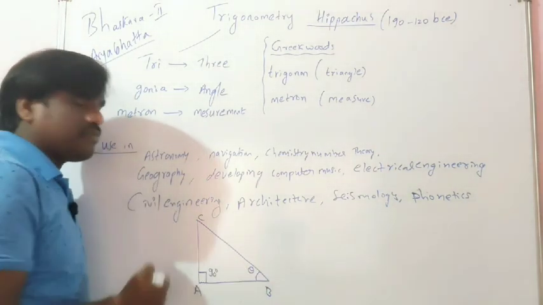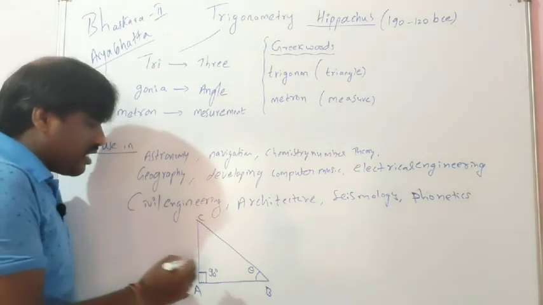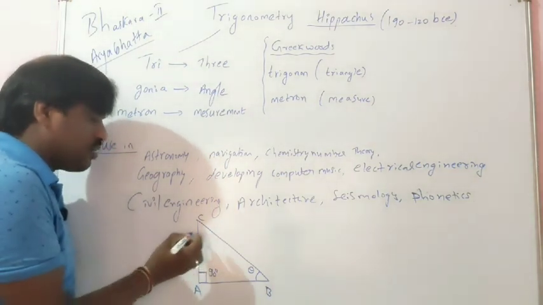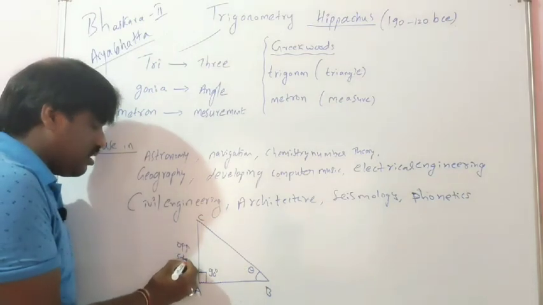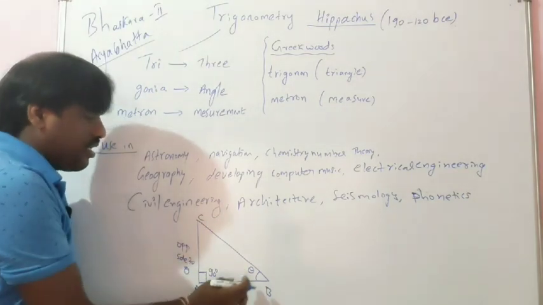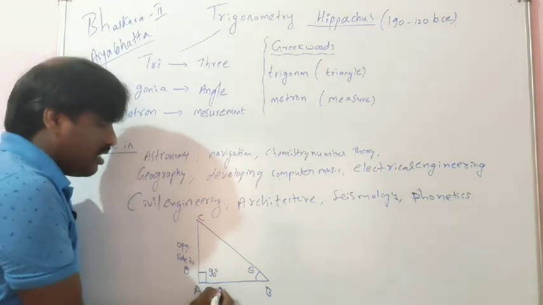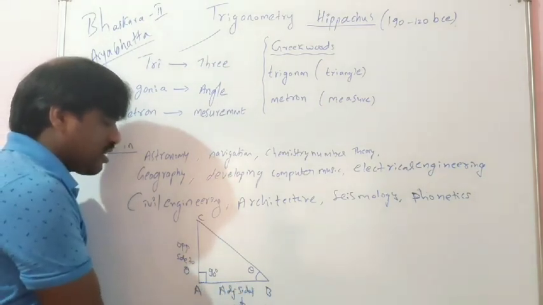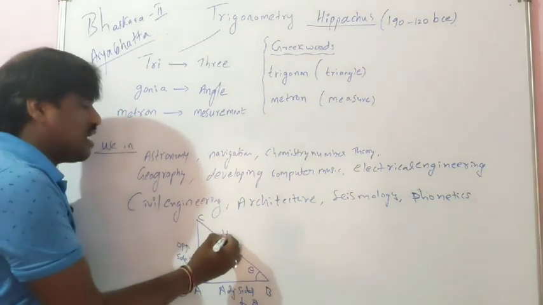So, another acute angle I am taking, theta. Then you know that this side is called the opposite side to theta. And this side beside it is called the adjacent side to theta. And this is called the hypotenuse.